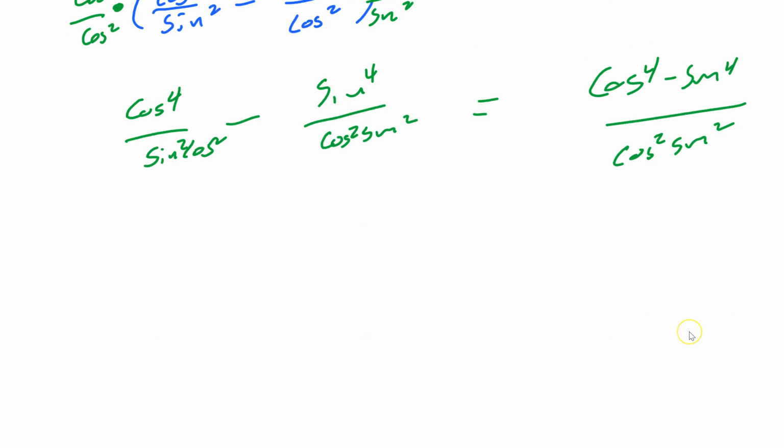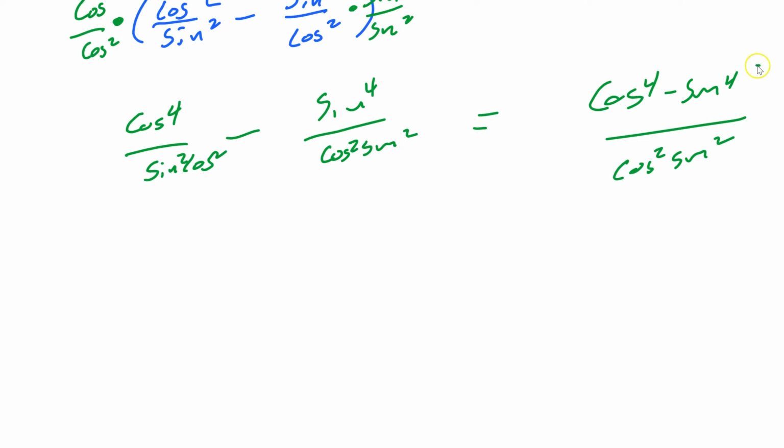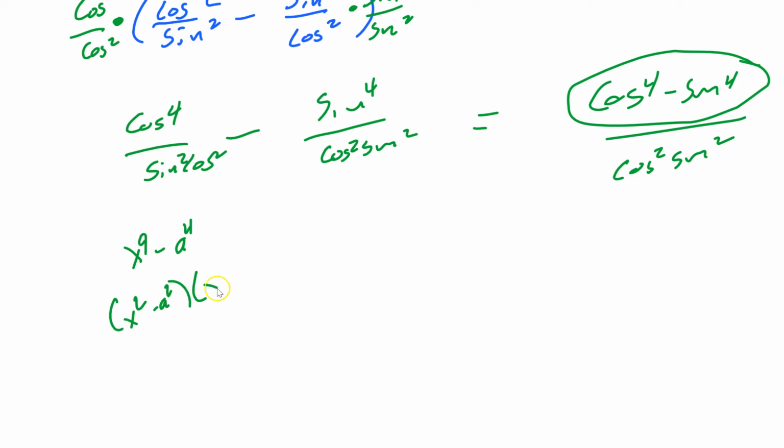You're like, that's disgusting. It is, but we can go a little further. This factors. Come on, honors. Difference of two squares, right? This is x to the fourth minus a to the fourth, which is x squared minus a squared times x squared plus a squared. Same thing here. So I'm going to get cosine squared minus sine squared, and cosine squared plus sine squared, all over cosine squared sine squared.